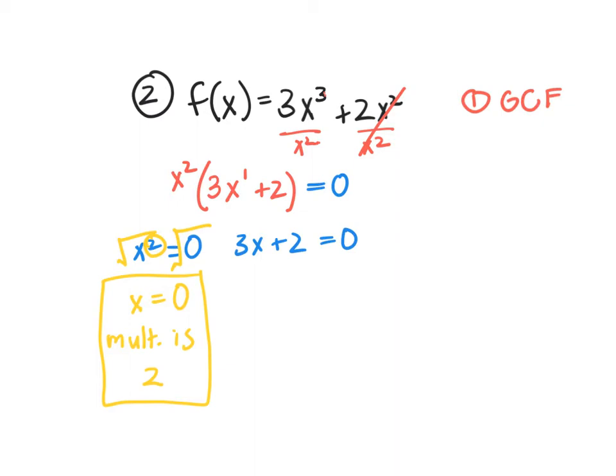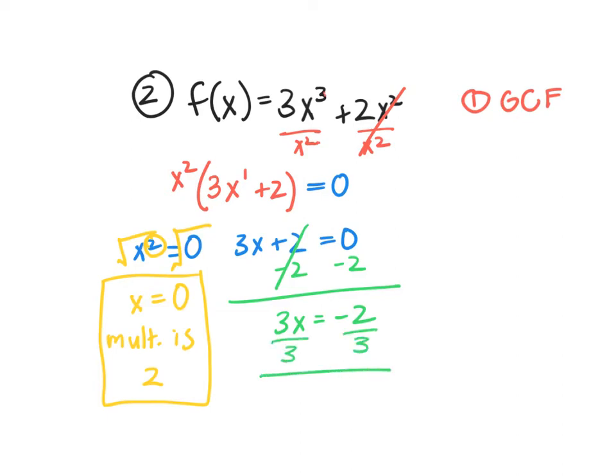For my second factor, we had 3x plus 2, so I'm going to go ahead and subtract 2 from both sides. And when I do that, my 2's cancel. We're left with 3x equals negative 2. And then to get rid of my 3, we'll divide both sides by 3. And my final answer will be x equals negative 2 over 3. And you can just go ahead and leave it as a fraction. For that one, my multiplicity is 1 because the exponent on this was a 1 on the outside.